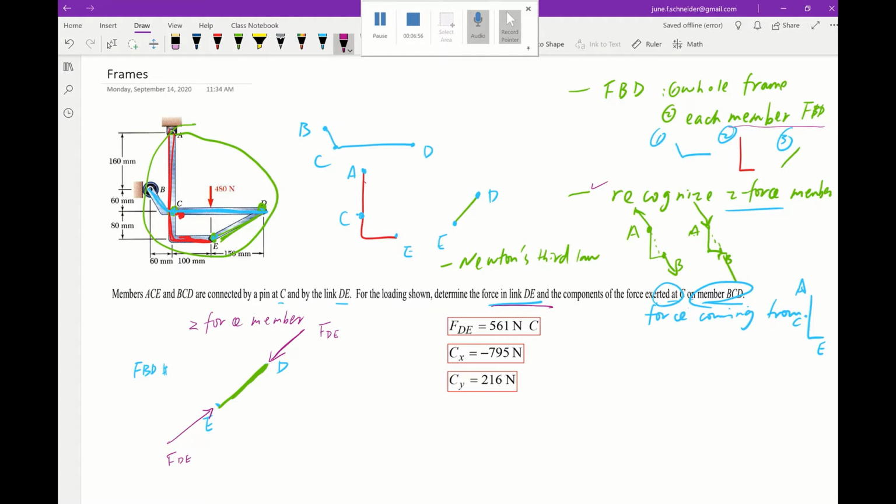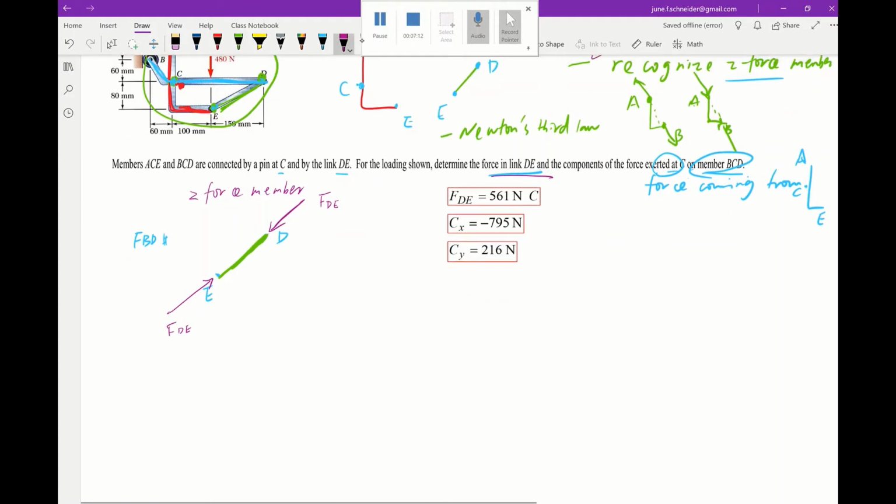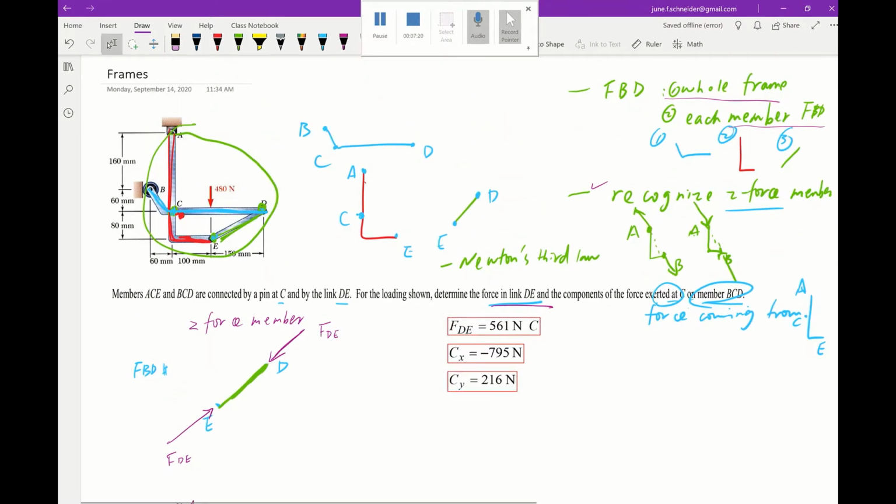However, from this FBD, we cannot really solve the problem. We know they are equal, but we cannot solve it. So what we need to do is potentially look at the whole frame. Okay, so here I'm going to start this problem by looking at FBD number 1. Number 1 is going to be my entire frame.